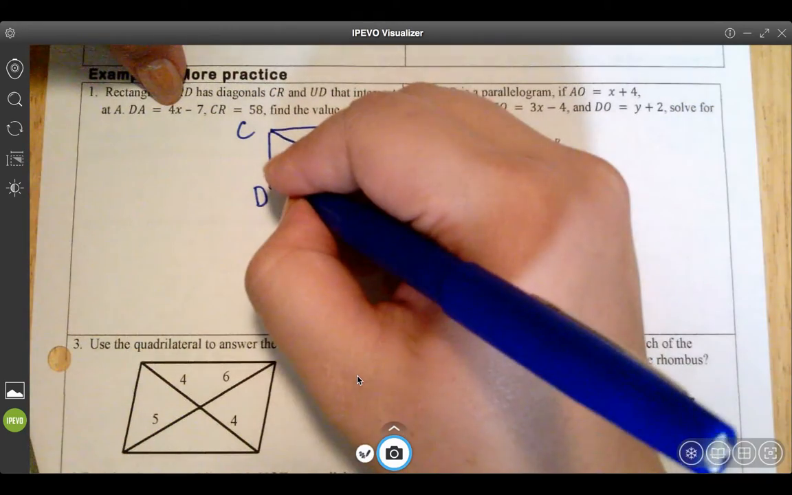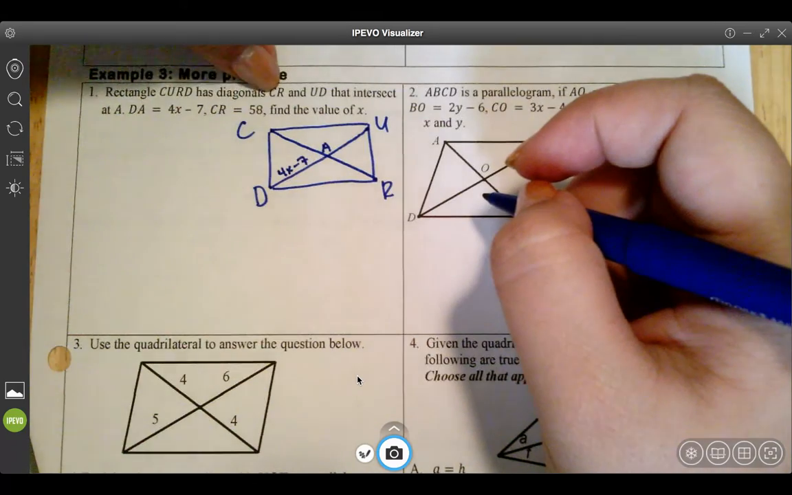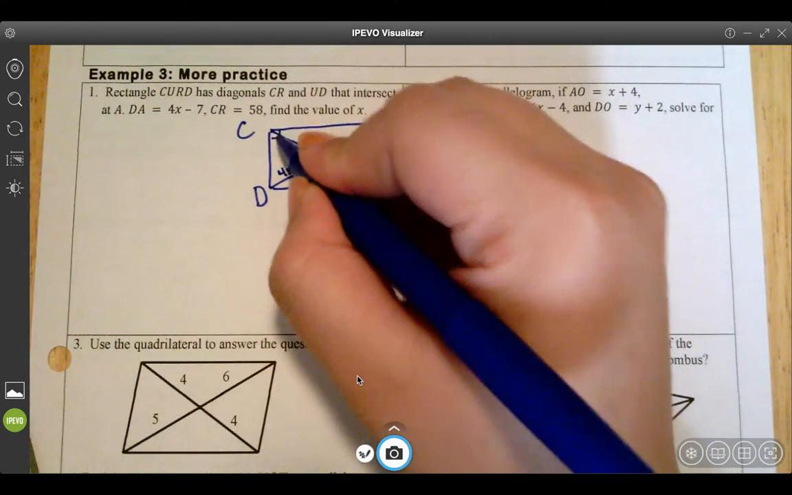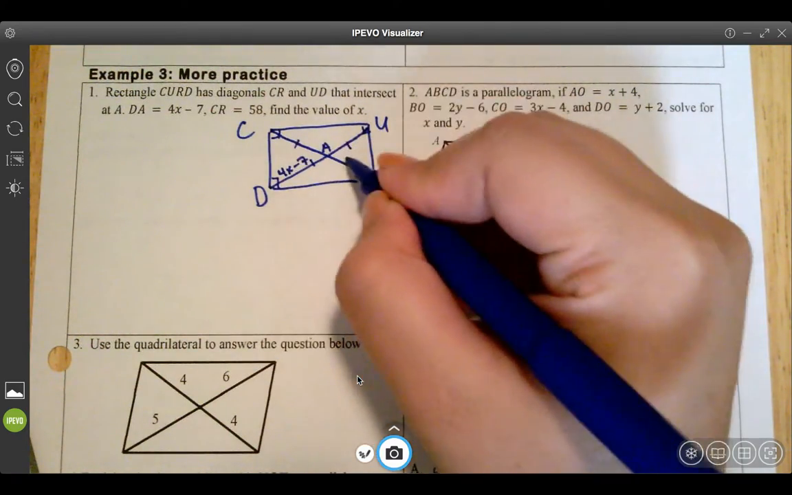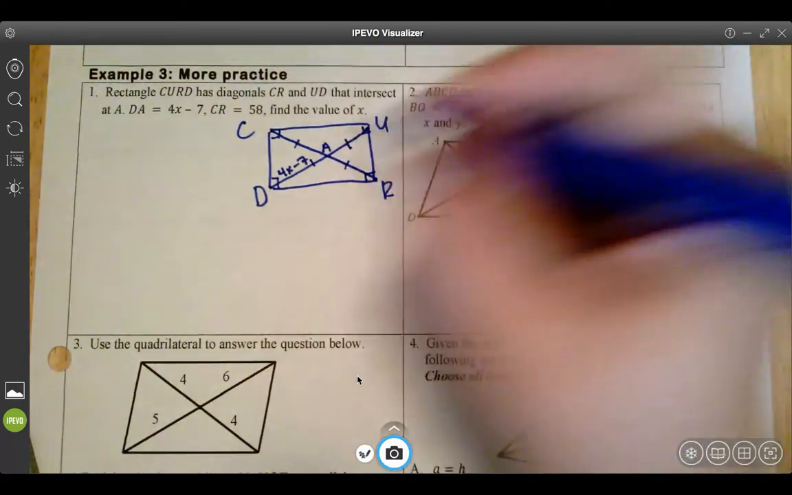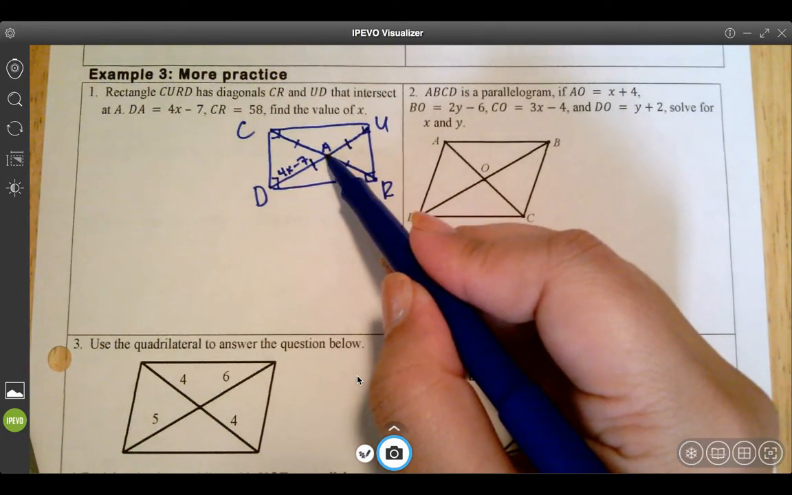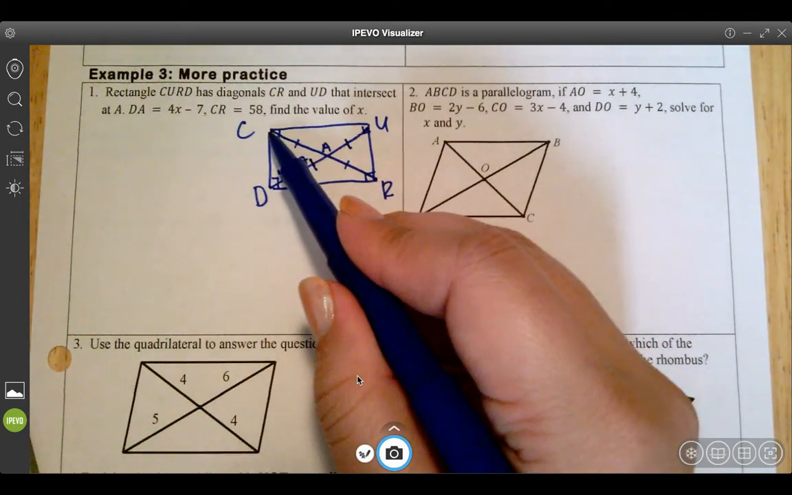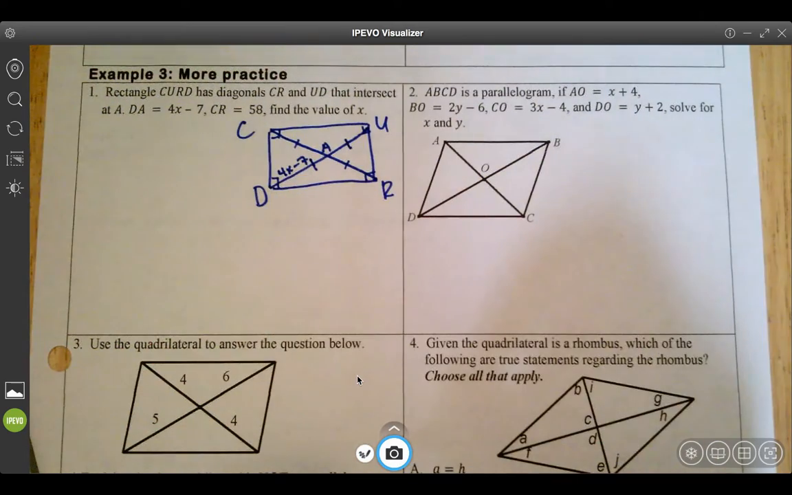DA is 4x minus 7. CR is 58. Find the value of x. Well, because this is a rectangle, we know that diagonals are congruent and bisected. And so we have all of these congruence ticks. And so if DA is 4x minus 7 and CR is 58, well then each of my halves of my diagonals is half of 58.